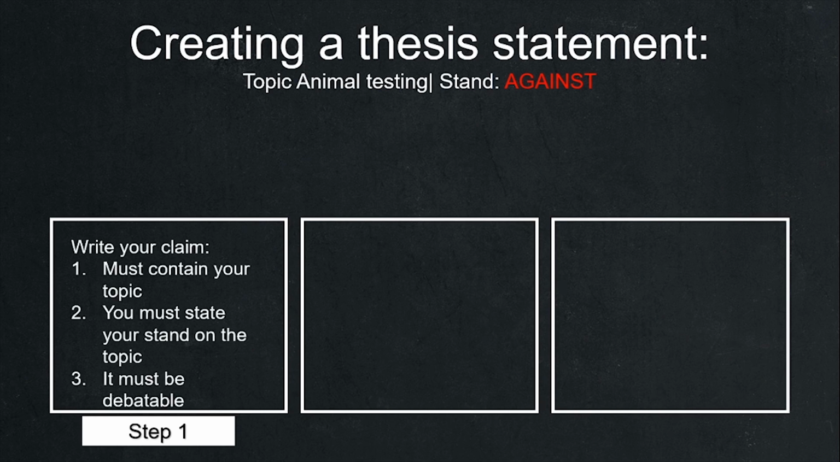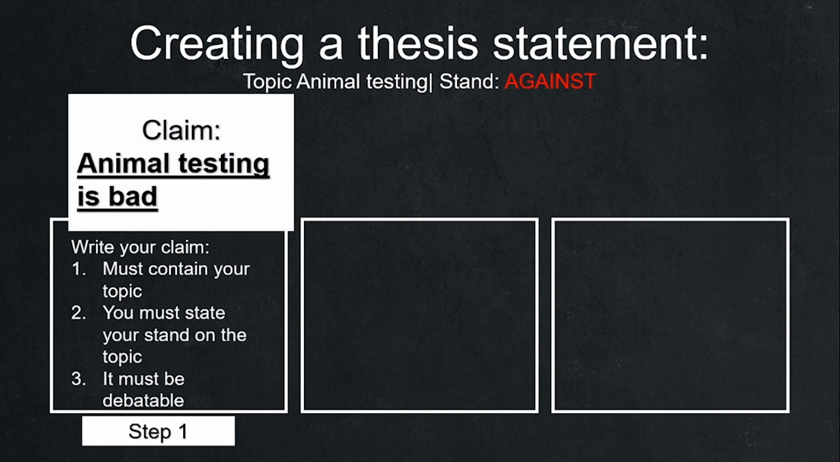The claim must contain your topic, which is animal testing. You must state your stand on the topic which you are against, and it must be debatable. More on that later. Now, for example, this is your claim. Animal testing is bad. That's about it.